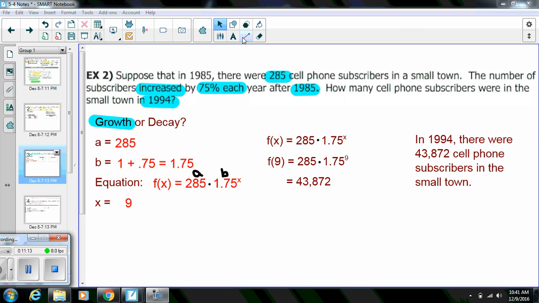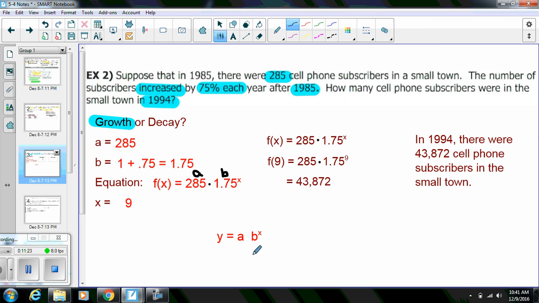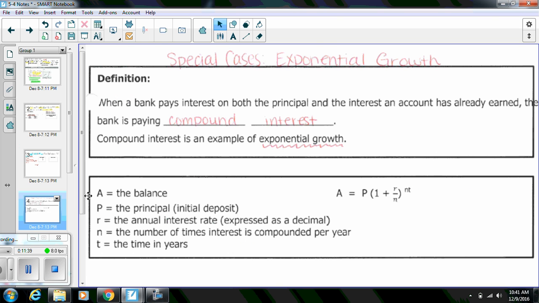So remember, the equation that we are continuously plugging into right now is y equals a times b raised to the x power. And we're going to continue to use this. But there are some special cases that we might need to work with. So this is our general formula, and we always expand off of this general formula, whether it's growth or decay. But we do have special cases, and compound interest is what's used for bank accounts and investing money and finding out how much money you're going to have way down the road.